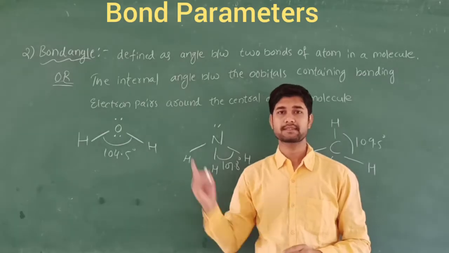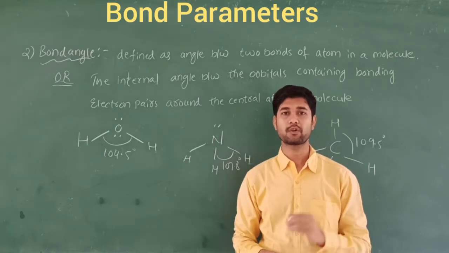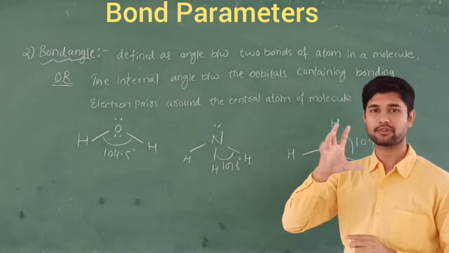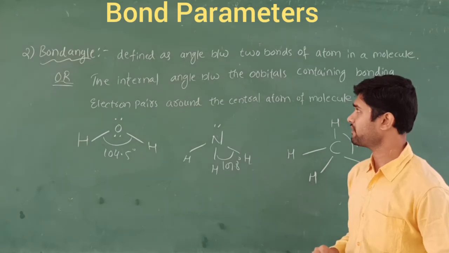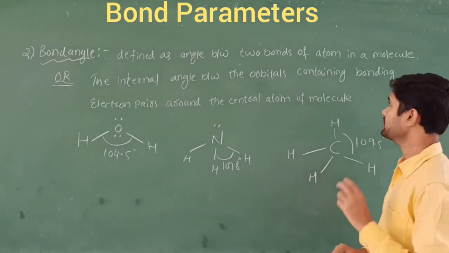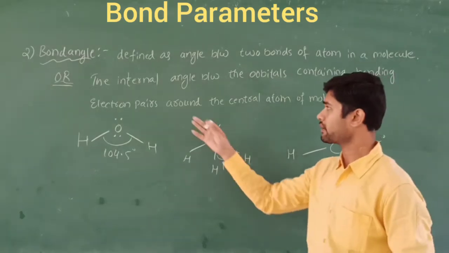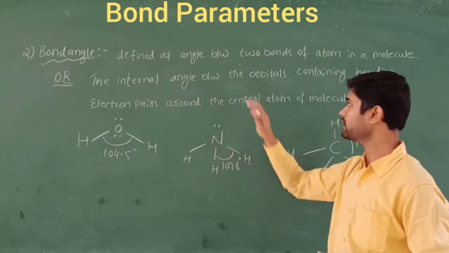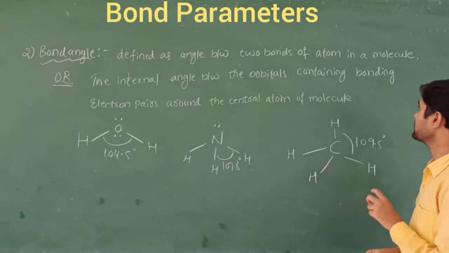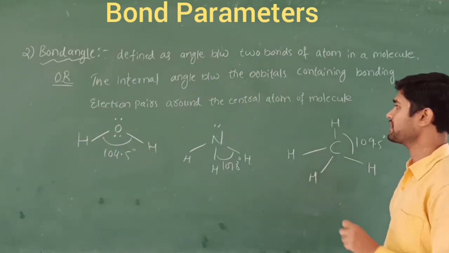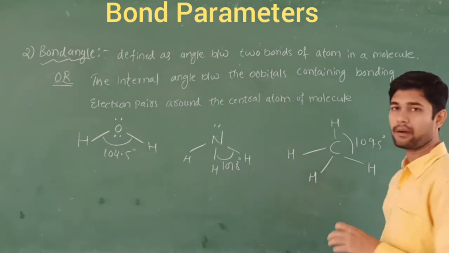Let's discuss the second bond parameter, which is called bond angle. You should know what an angle is. The bond angle is defined as the angle between two bonds of the atoms in a molecule, or you can define it as the internal angle between the orbitals containing the bonding electron pairs around the center atom of a molecule.